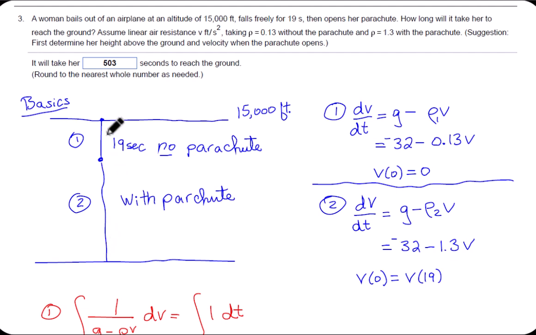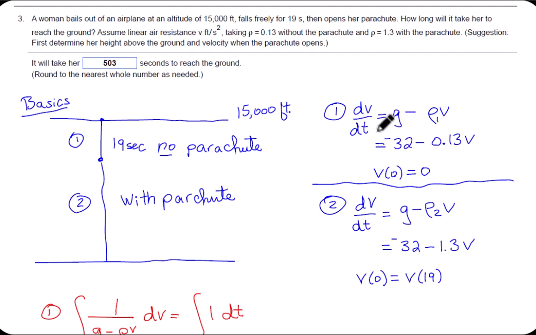Now we have air resistance here, and the air resistance without the parachute is 0.13. With the parachute is 1.3. So, what is it we want to find? How long will it take her to reach the ground? So, we already know there's 19 seconds here. The question is, what's the time on this part? But we have to figure out what's going on here first.